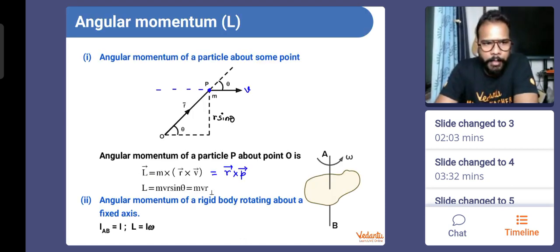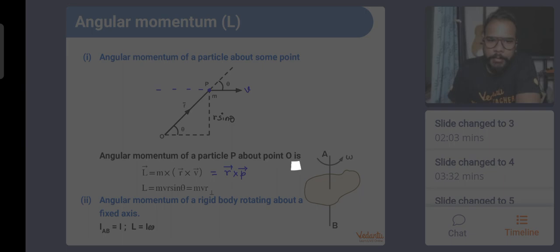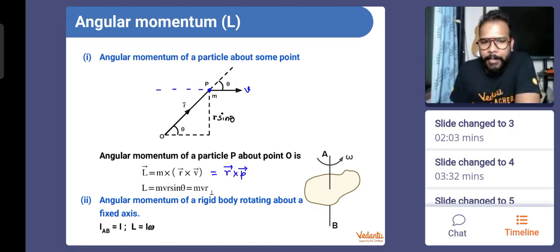Okay, so we'll just write it down. And the second is going to be the angular momentum of a rigid body. The way we write the linear momentum as mass into velocity, the counterpart is angular momentum; the counterpart of mass is moment of inertia, and the counterpart of v is omega.